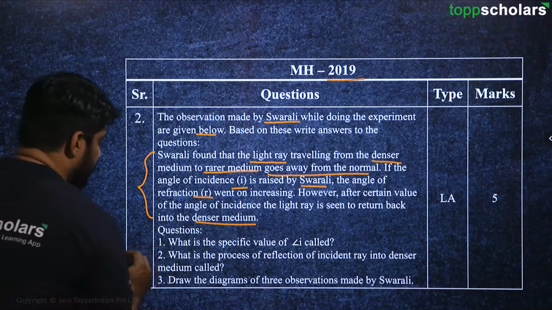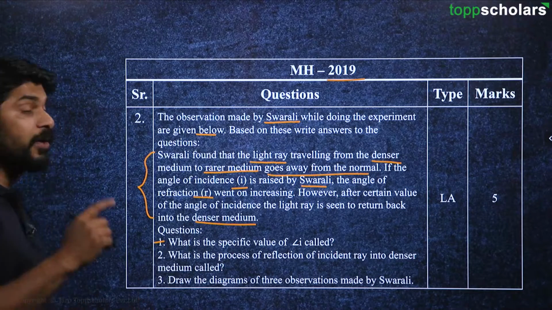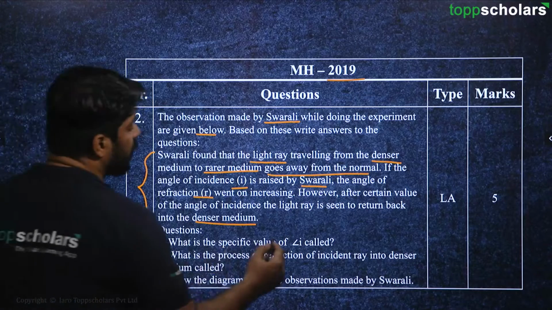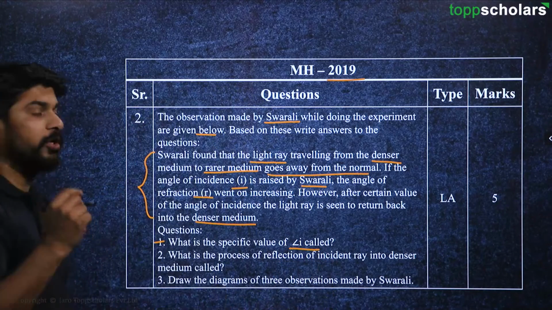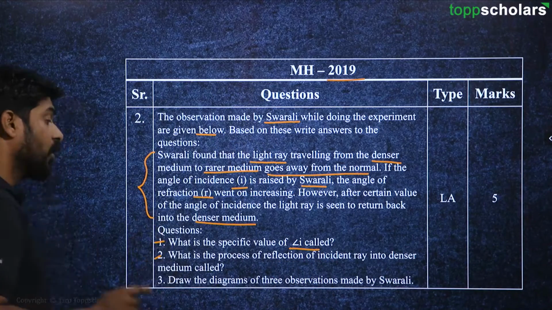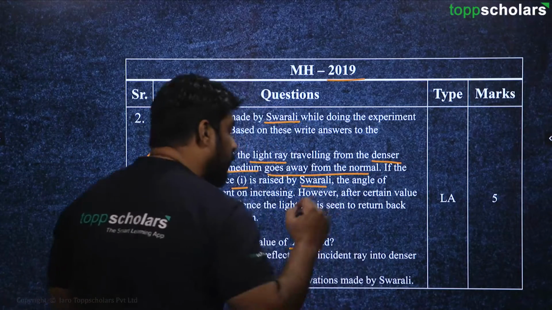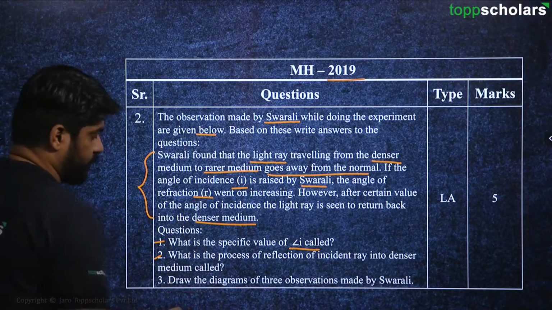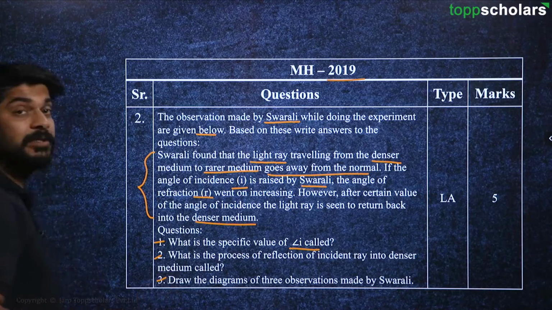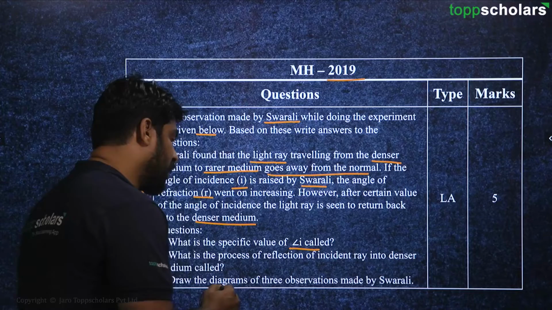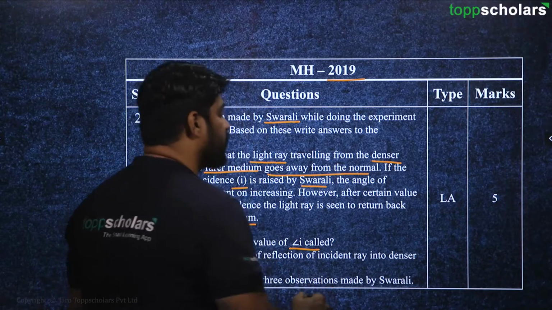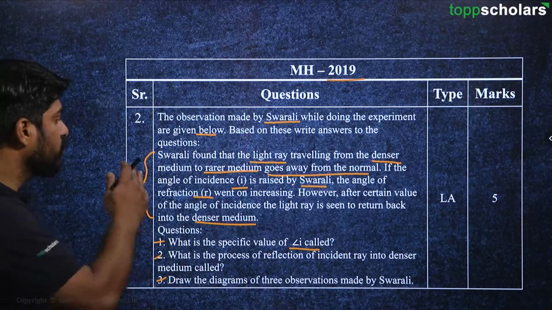Now, what are the questions? What is the specific value of angle I called? Then the second question is, what is the process of reflection of the incident ray into the denser medium called? Okay, and the third question is, draw the diagrams of the three observations made by Swarali. So these are the questions.